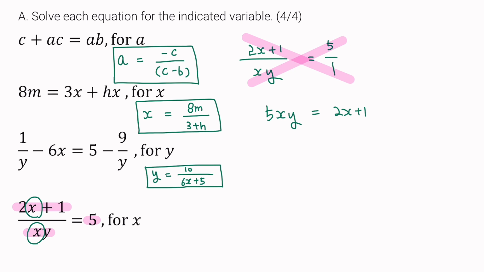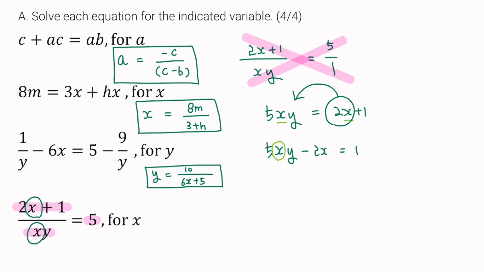Okay, much simpler. Now, since we are solving for the variable of x, I am going to collect all the terms that have x in them on the left side of the equation and put all the rest on the other side of the equation. Meaning, I will have to send that 2x to the other side of the equation as negative 2x, because when terms travel across the equal sign, they change their sign. So I have 5xy minus 2x equals 1.